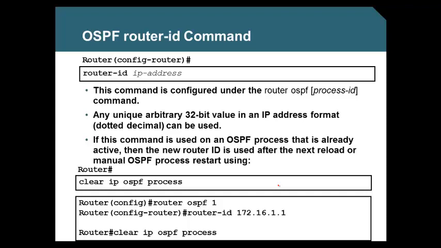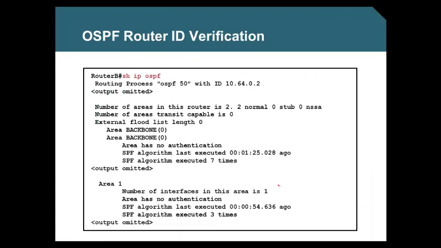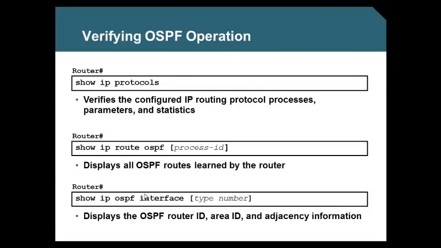Show IP OSPF is a nice command which I was using to show you whether OSPF is actively running, and the router ID. This output shows that this particular router B is an ABR. How do I know? It is a member of area 0 as well as area 1. These are some verification commands: show IP protocol, show IP route OSPF process ID, if you are running more than one OSPF, you can type this command, and show IP OSPF interface.